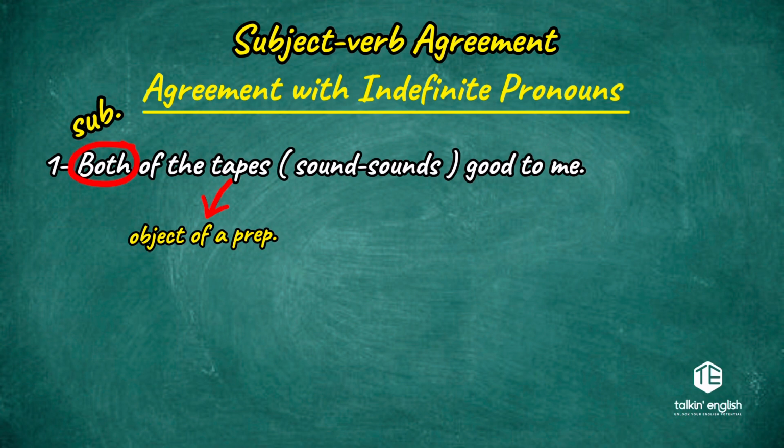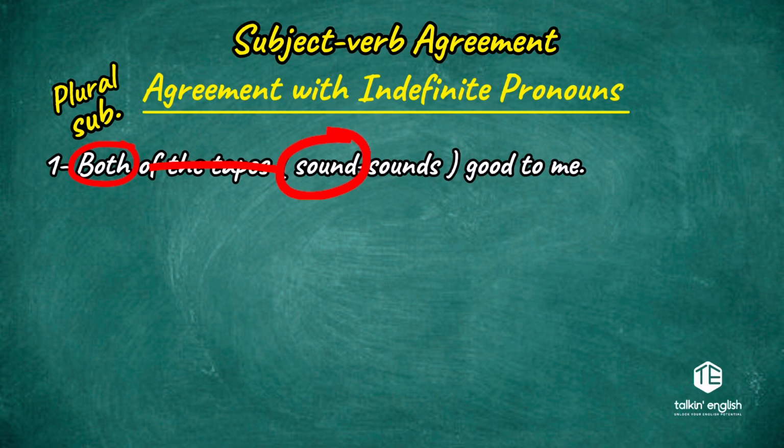And as you know, the word both is an indefinite pronoun that is always plural. This means I have to ignore the prepositional phrase of the tapes or cross it out. Here I have to choose a plural verb. The plural verb here that agrees with the indefinite pronoun both is sound. Sound is in the base form, which means it is a plural verb.